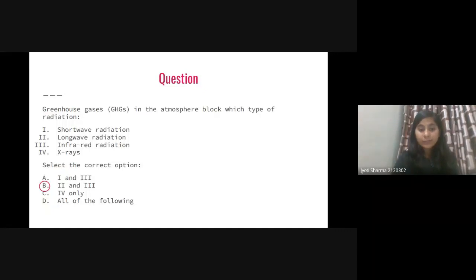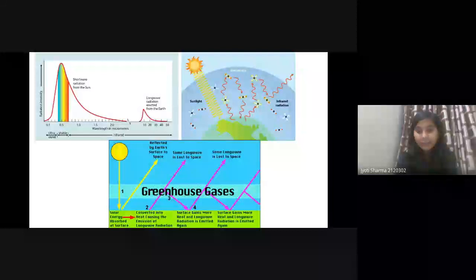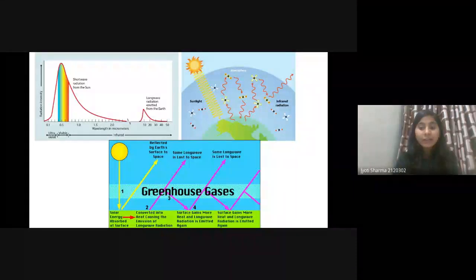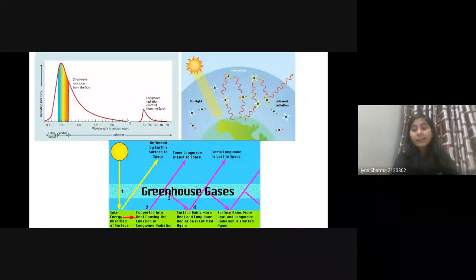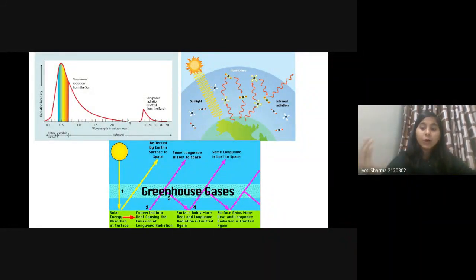Okay, so here we can see that short wave radiation is emitted from the sun, but from the earth long wave radiation is emitted, and infrared radiation is part of this long wave radiation. Here in the second picture, the sun has given light. The greenhouse gas will not restrict the short wave radiation emitted by the sun. That sunlight will be reflected by the earth's surface, then it will convert into long wave radiation.